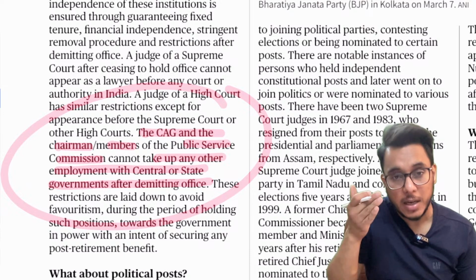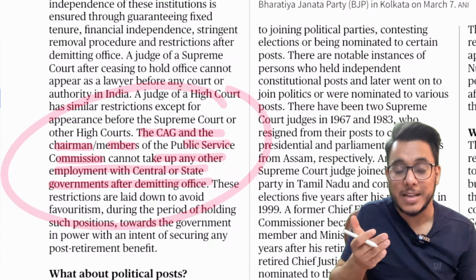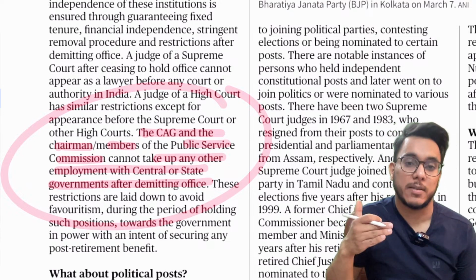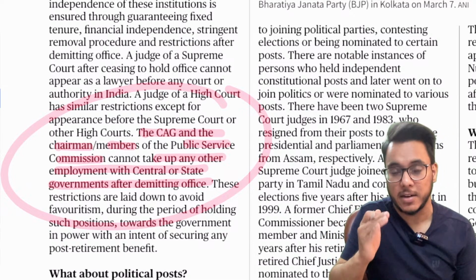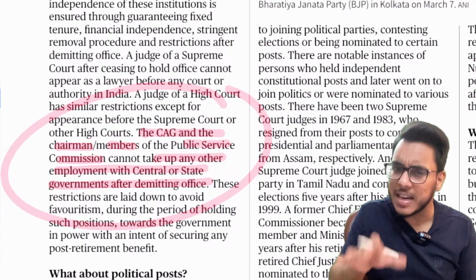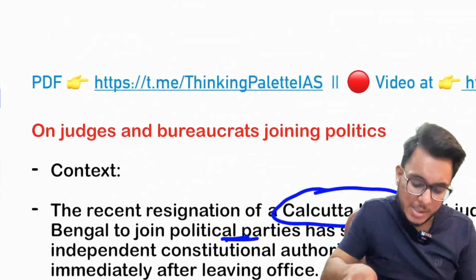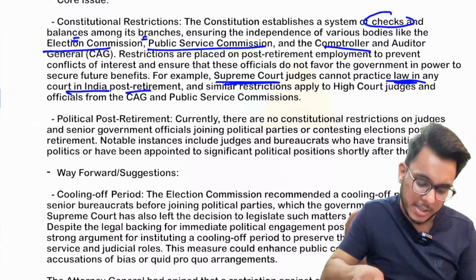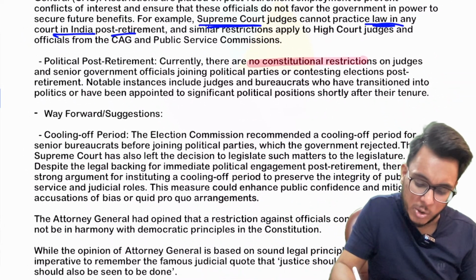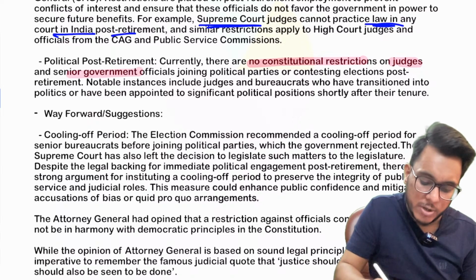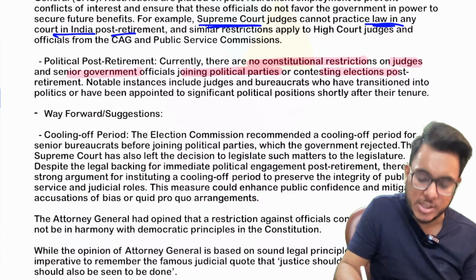Even many public office bearers cannot join the private sector until at least 1 year after their retirement. There are restrictions. But there is no restriction on contesting elections. So there is no constitutional restriction on judges or senior government officials joining political parties or contesting elections.